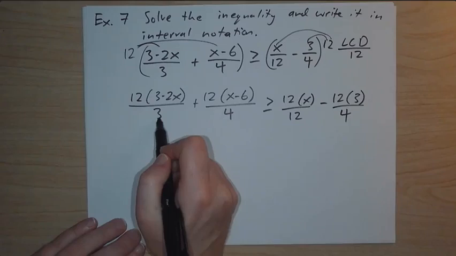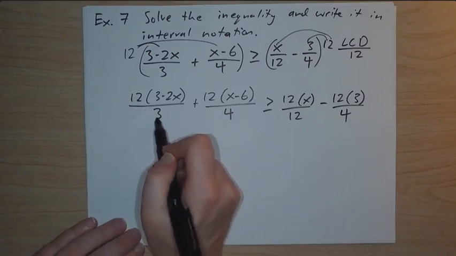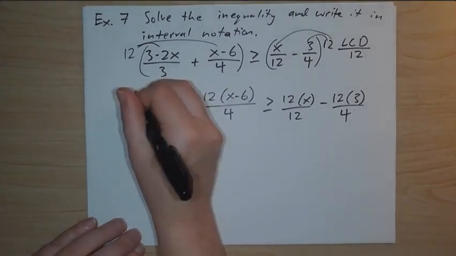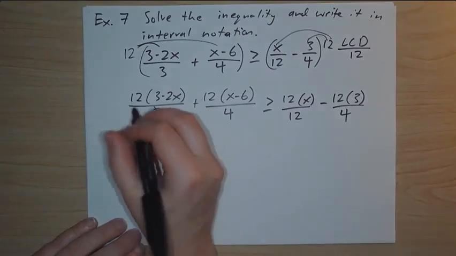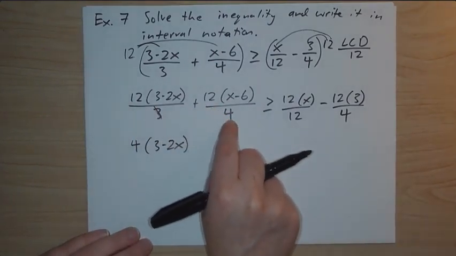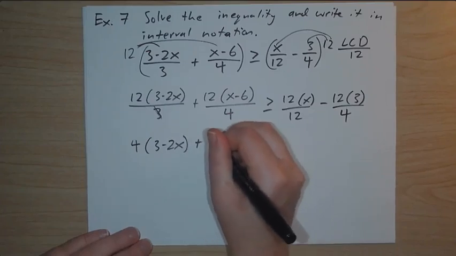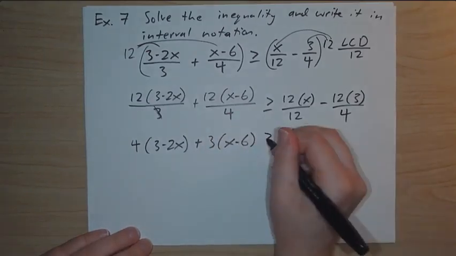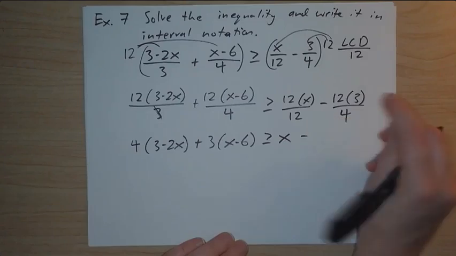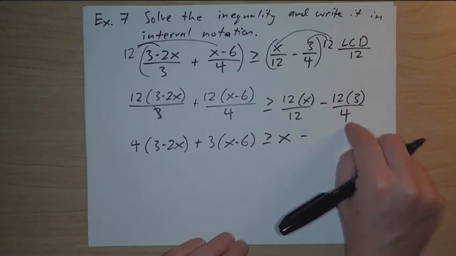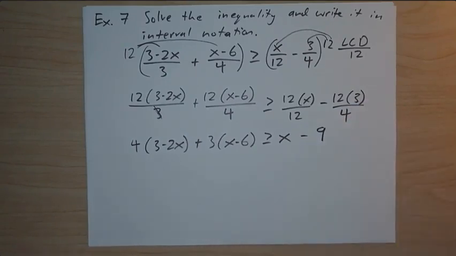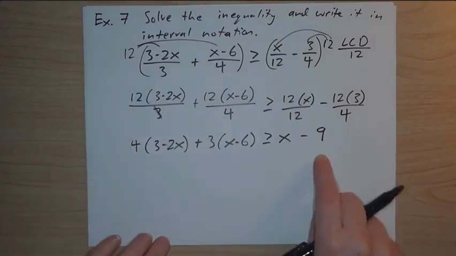This is the same thing as 12 divided by 3, which would be 4. Taking the 3 out of the top and the denominator, since 12 is 3 times 4, we're leaving the 4. So this is 4 times (3 minus 2x). For this one, we have 12 divided by 4, which is 3, so we have 3 times (x minus 6). Then we have 12 divided by 12, which just leaves us with x, minus 12 divided by 4, which is 3, times 3, which is 9. So that's how we've gotten rid of our fractions.